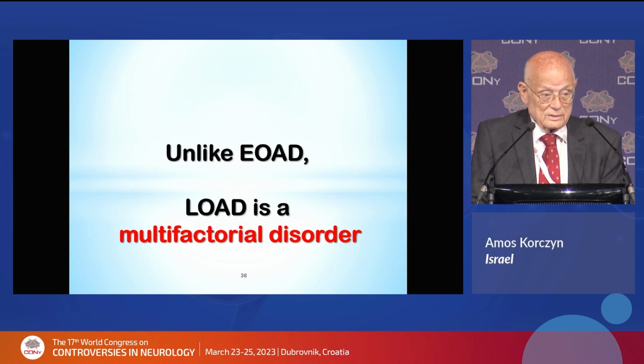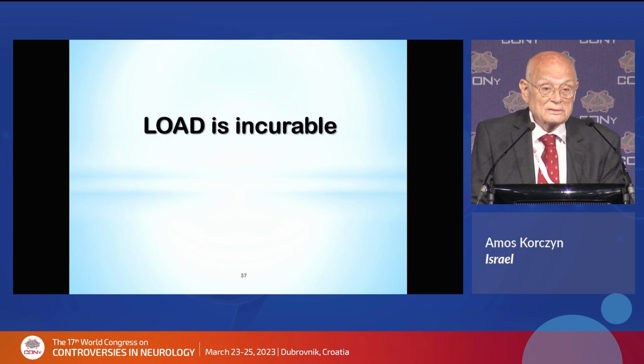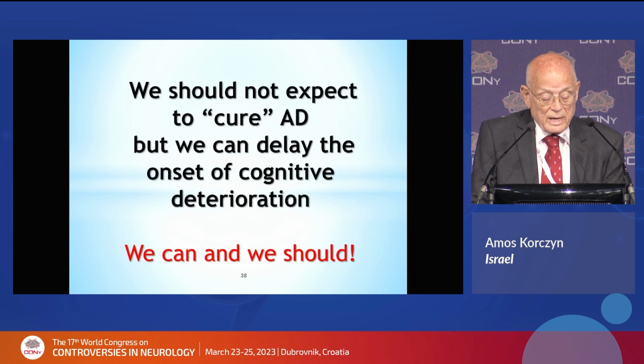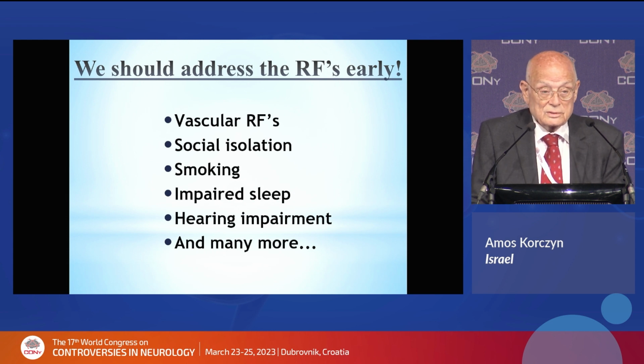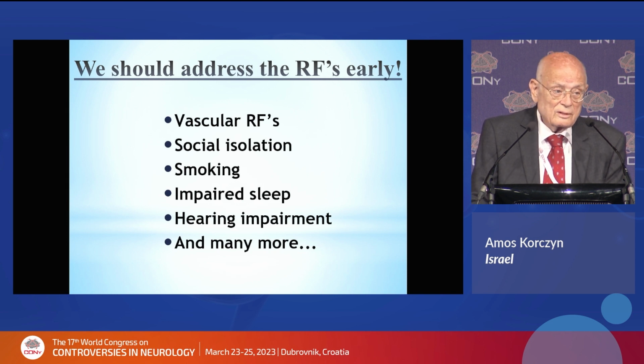And therefore, because of this, I'm afraid that late onset Alzheimer's disease is incurable. We should not expect to find a cure for Alzheimer's disease. But we should not be pessimistic. We can delay the onset of cognitive deterioration, and we should be able to do it, and we should address the risk factors early. So vascular risk factors or smoking. It's not enough to take this person who's now 70 years old and say, let's treat your hypertension. It's just like a person who has lung cancer and you tell him stop smoking. That's too late. You should have done it in their 40s, in their 30s.